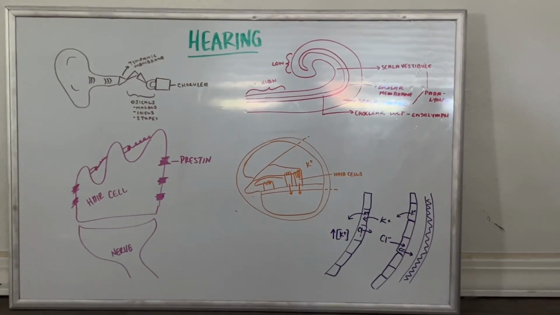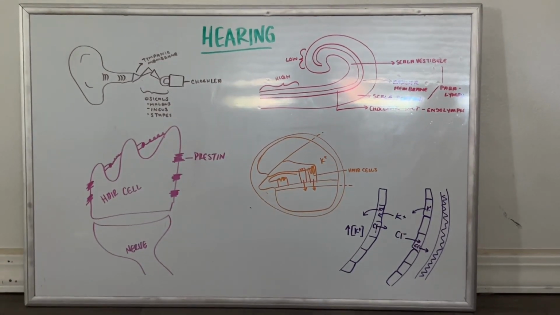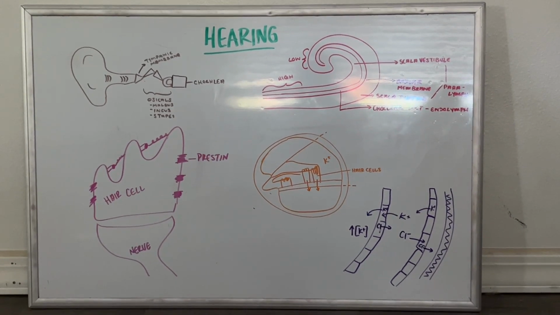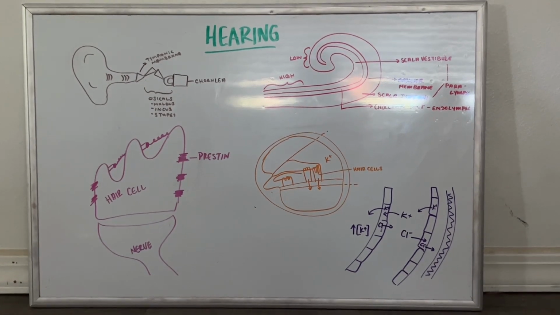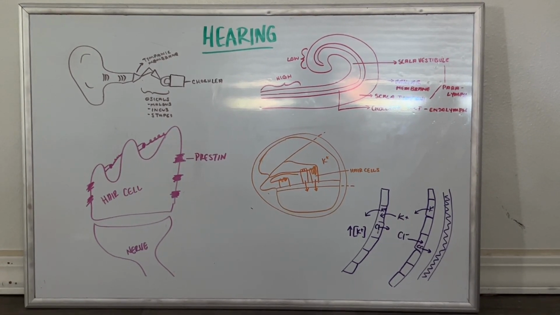The last sense we're going to discuss is hearing. The ear is a sensory organ designed to capture, transmit, and translate sound waves into action potentials. Sound waves are pressure waves with alternating regions of compressed and rarefied air.